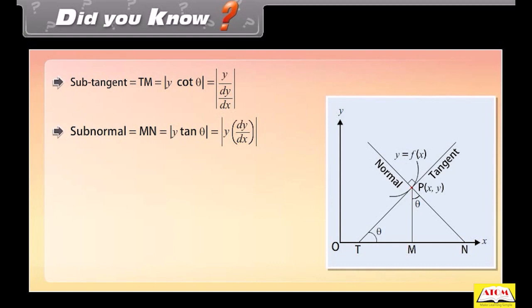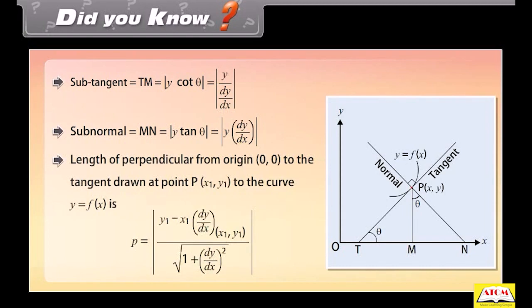Length of perpendicular from origin (0, 0) to the tangent drawn at point P(x1, y1) to the curve y = f(x) is p = |y1 - x1 (dy/dx at (x1, y1))| divided by √(1 + (dy/dx)²).